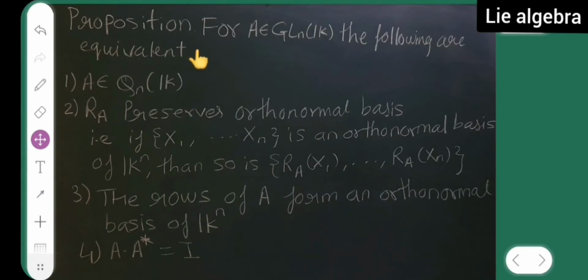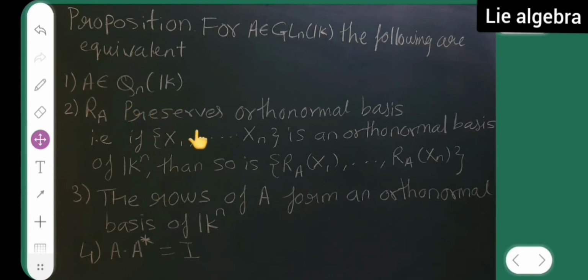Next is the proposition. For A belonging to Gln of K, the following are equivalent. First is A belongs to Qn of K. Taking this, I have to prove the second one. Then taking the second, I have to prove the third. And taking the third, I have to prove the fourth. Okay. So first, A belongs to Qn of K.